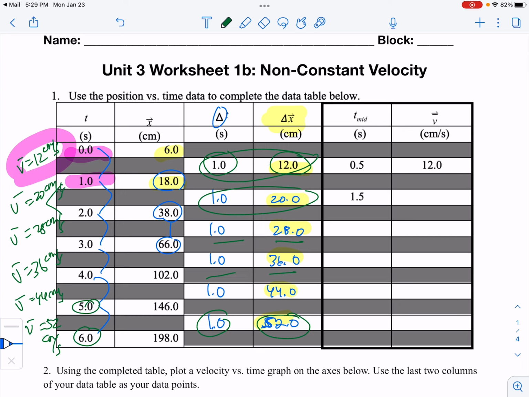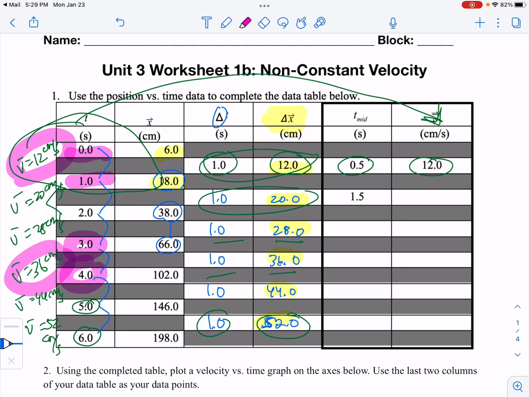What we learned in the last worksheet was that the average velocity in a time interval is equal to the instantaneous velocity at the middle time of that interval. That's what you're going to need to be able to explain. For example, in the interval 3 to 4 seconds, the average speed is 36 centimeters per second, because it's 36 centimeters in 1 second. So if I think instantaneously, that average velocity is going to happen at the middle time of that interval.